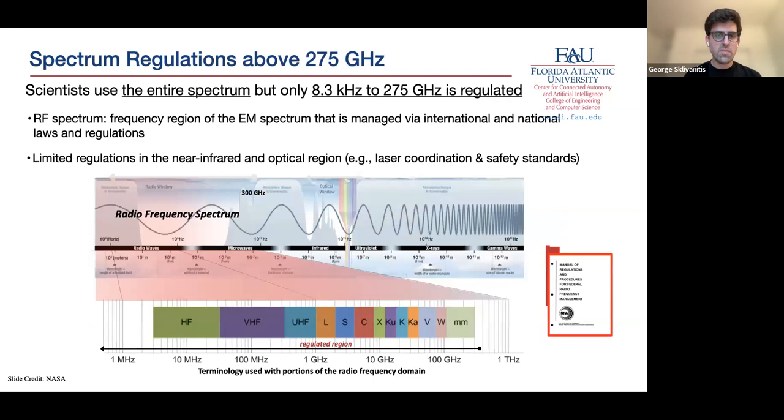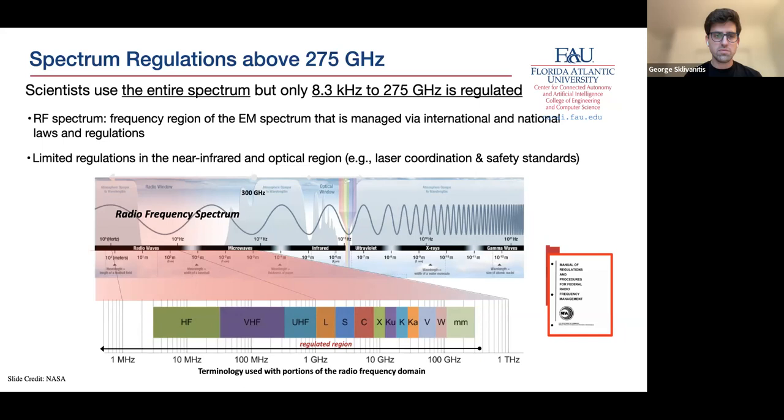Now, what are the regulations above 275 gigahertz? There aren't any, actually, right? So our scientists are using telescopes and other types of infrastructure to monitor the entire spectrum, but only a portion of the spectrum, specifically from 8.3 kilohertz up to 275 gigahertz, is actually the one that is licensed and has certain regulations, right? So moving beyond 275 gigahertz and moving towards the terahertz regime, it is important to define new regulations for operation so that we avoid interfering with scientific infrastructure, for example, telescopes, radio telescopes.